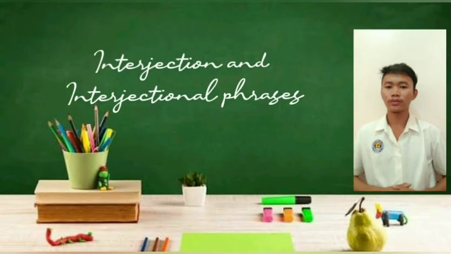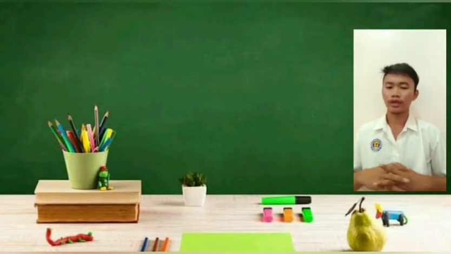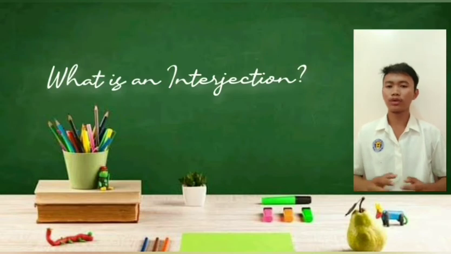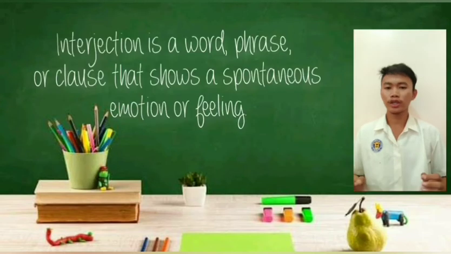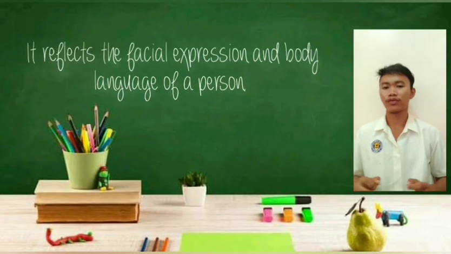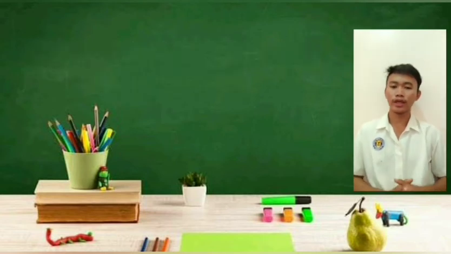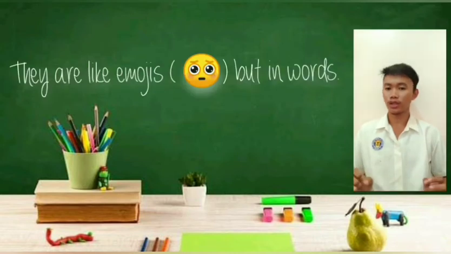Now, let's come to interjection and interjectional phrases. In grammar, what do we mean when we say interjection? Interjection is a word, phrase, or clause that shows a spontaneous emotion or feeling. It also reflects the facial expression, the body language of a person. Most likely, it is an emoji, but in words.